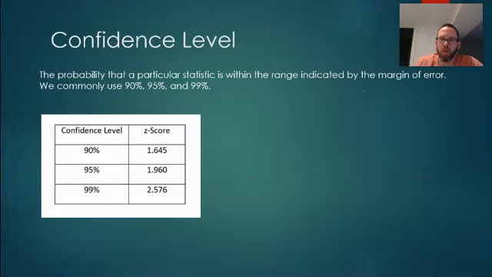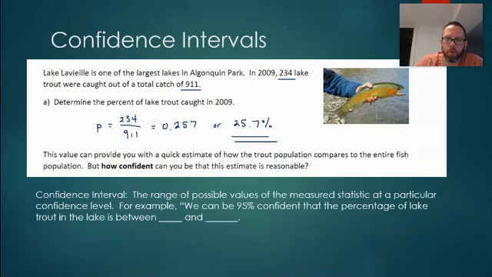So the confidence level is the probability a particular statistic is within the range indicated by the margin of error. We're going to get the margin of error in a second. But like in the previous example statement I made, this 95%, this is the confidence level. So we can talk about that now. That is the confidence level.